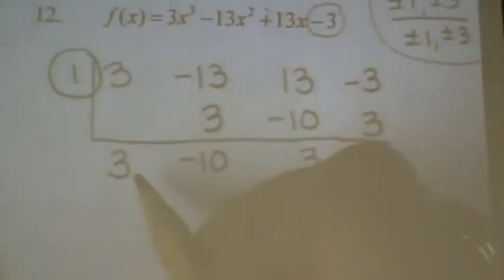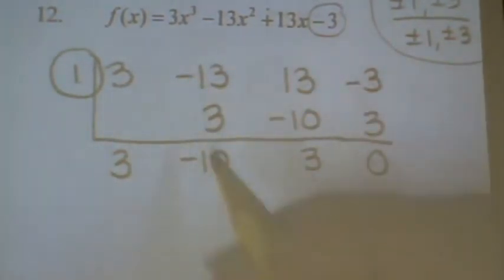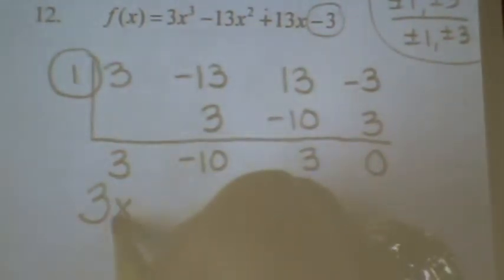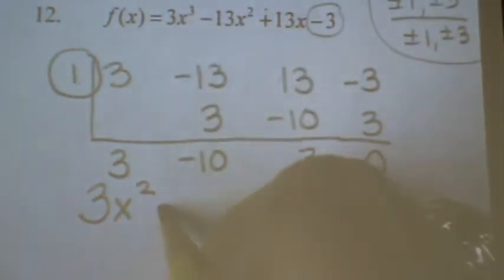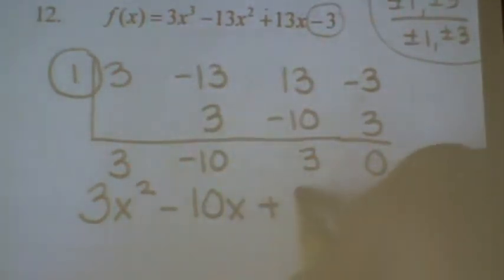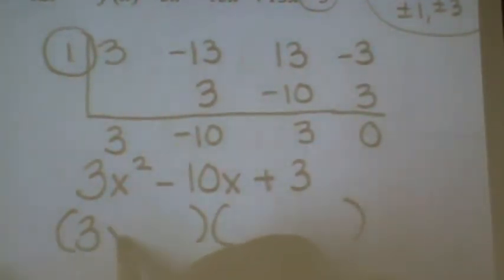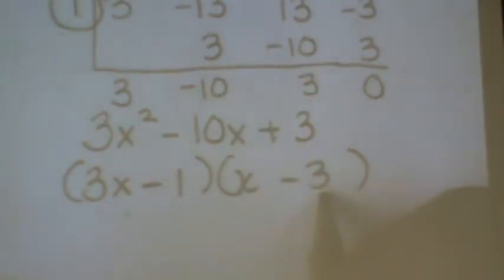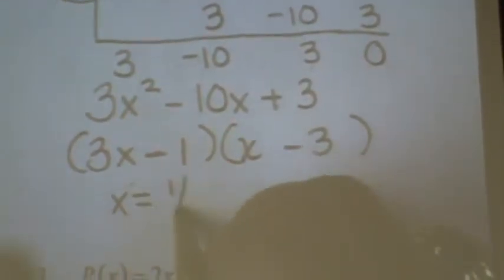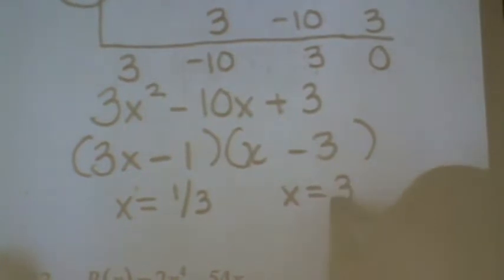So now, what do these 3 numbers represent? 3x squared, yep, minus 10x, and plus 3. Now, if you're good at factoring, you may have seen that this was factorable right away. If you're not good at factoring, you're going to have to use the quadratic formula or complete the square. So you get 3x and x, -3 and -1, because these factor to give you -9, and -1 is -10. And what are your other 2 answers? 1/3 and 3.